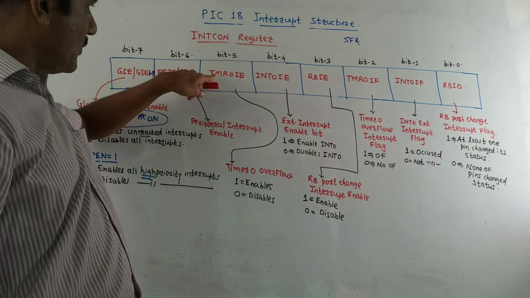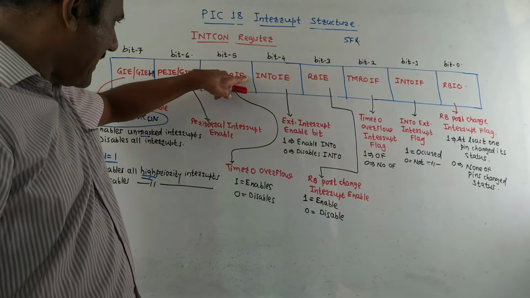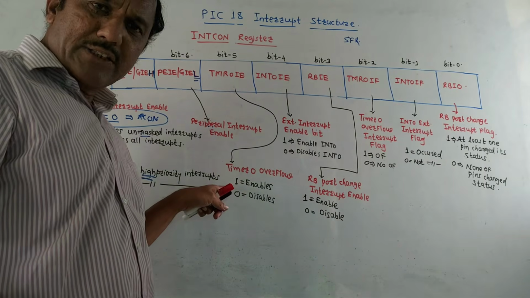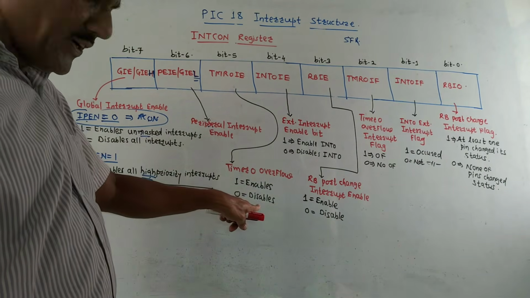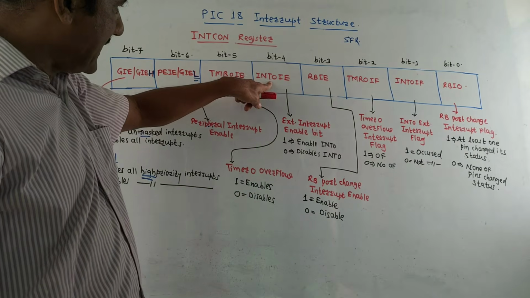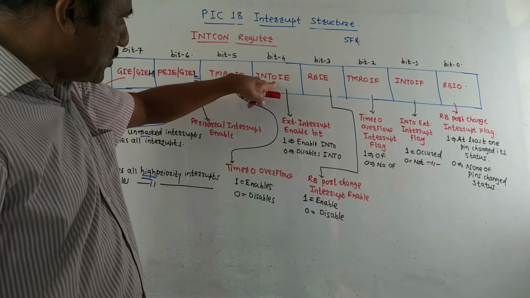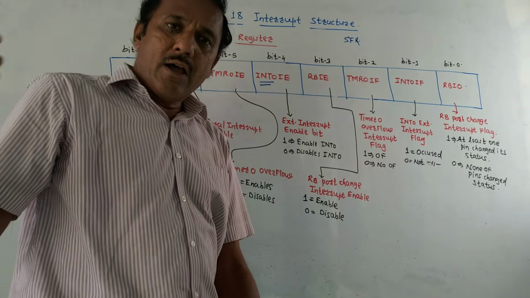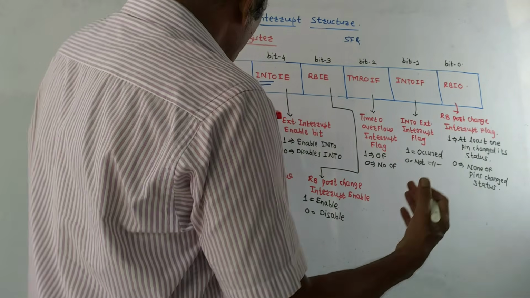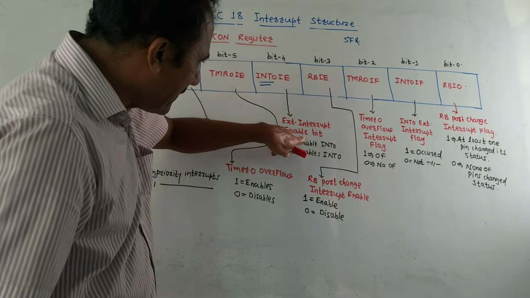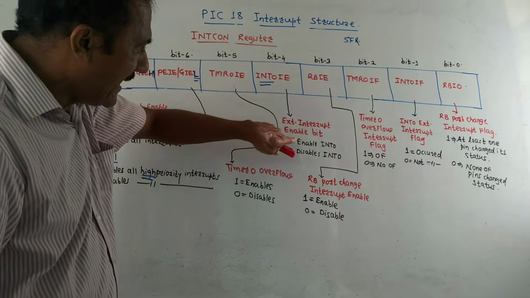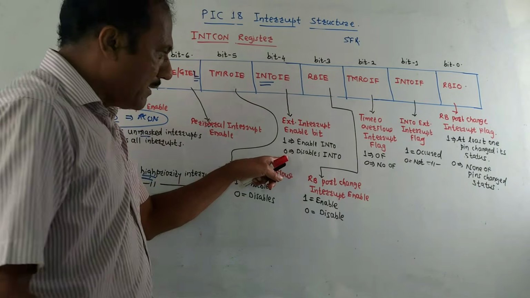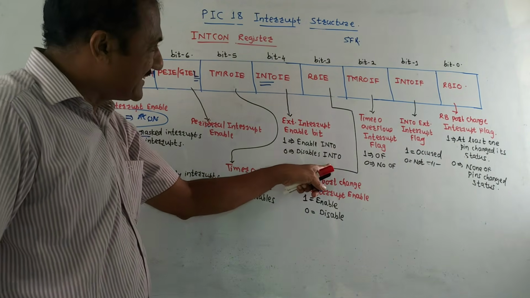Then bit number 5, TMR0IE. So it is timer 0 overflow interrupt enable. If it is 1, it is enabled, and if it is 0, it is disabled. Then next bit number 4 is INT0IE. Now INT0 is basically external interrupt. So this is external interrupt enable bit. If it is 1, it enables INT0, meaning external interrupt is enabled. If it is 0, external interrupt is disabled.